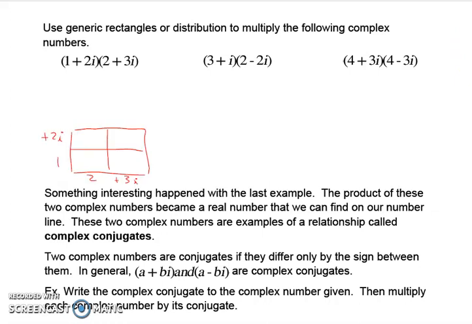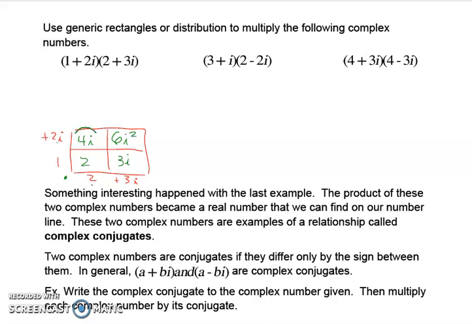So using the generic rectangle, we do 1 times 2, which is 2. And we have 2i times 2. That'd be 4i here, because 2 times 2 is 4. We're going to do 1 times 3i, the bottom right corner. 1 times 3 is 3i. And then top right, we're going to do 2i times 3i. So 2 times 3 is 6. And i times i is i squared.